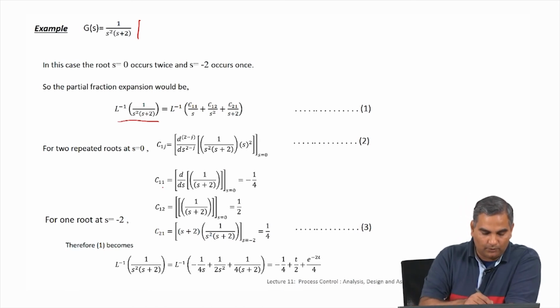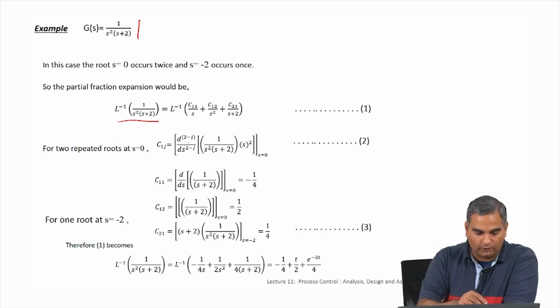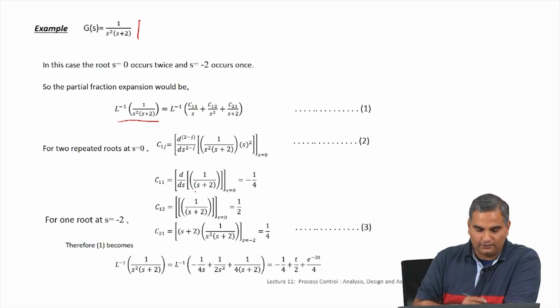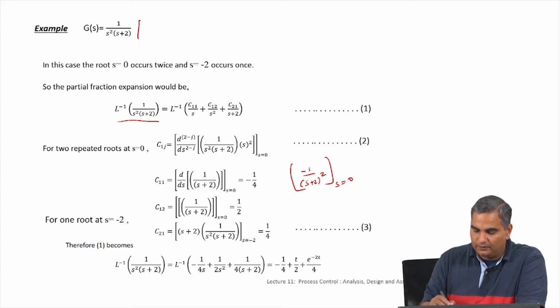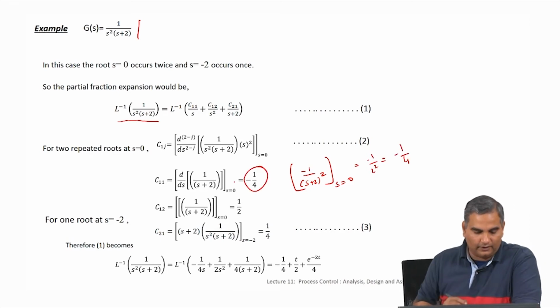Now, when we want C11, that means j is 1. So, 2 minus 1 is 1. So, this is d by ds, and s squared gets cancelled, 1 over s plus 2. So, d by ds of 1 by s plus 2 will be minus 1 by s plus 2 whole square. So, this I have to evaluate at s equal to 0. So, when I set s equal to 0, this will be minus 1 by 2 squared equals minus 1 by 4. So, which is what I have here.